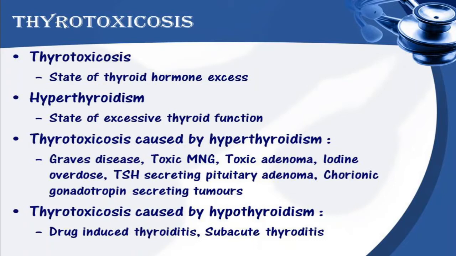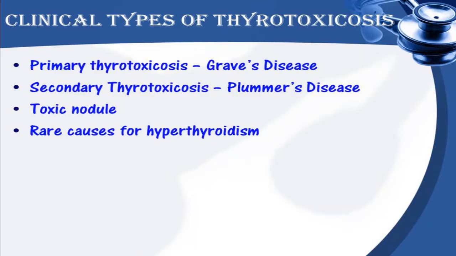TSH secreting pituitary adenoma, chorionic gonadotropin secreting tumors. Thyrotoxicosis can also be caused by hypothyroidism, which is drug-induced thyroiditis and subacute thyroiditis. So, what are the clinical types of thyrotoxicosis? Four different types are present.